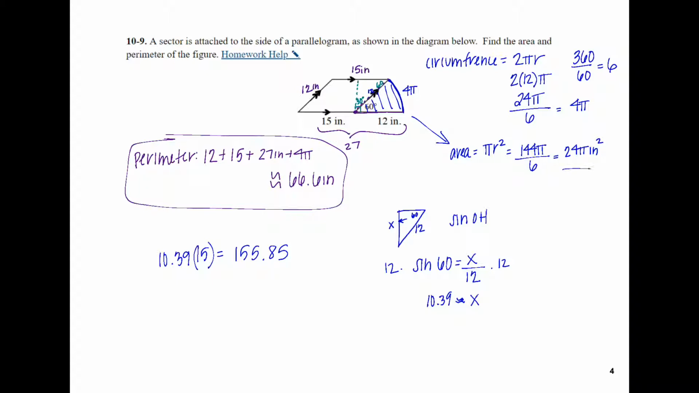155.85. I then need to add the area of my sector, so 24 pi. When I add these together, I get the area is approximately 231.25 inches squared.